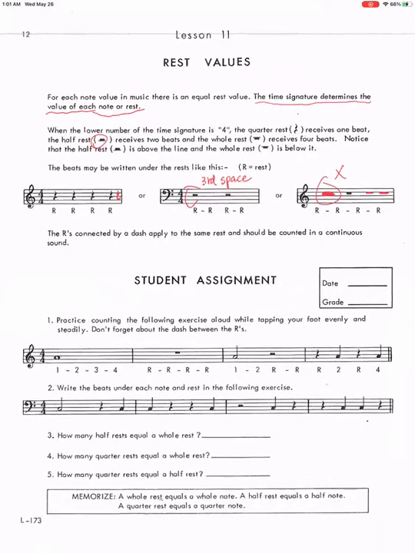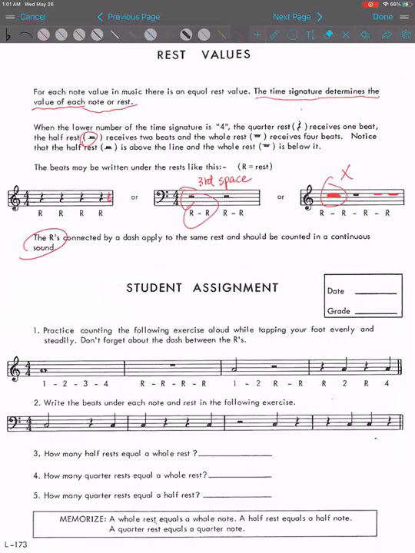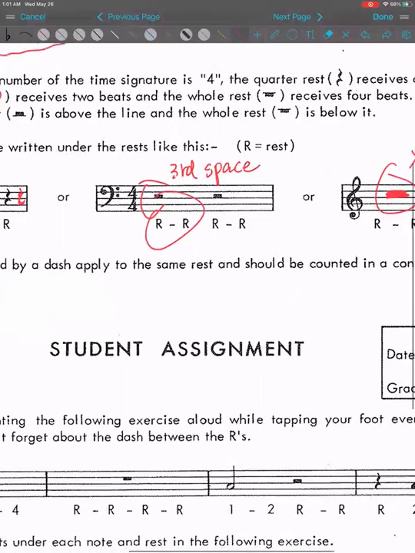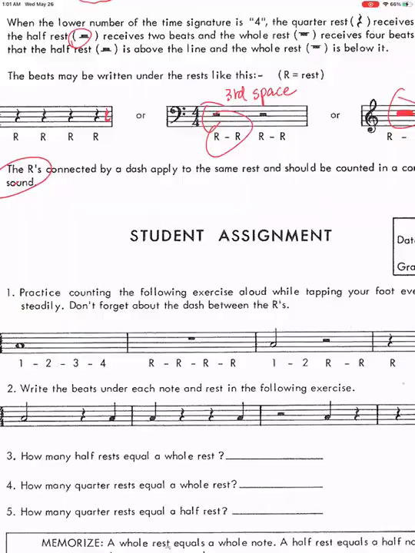The R's in this theory book are connected by a dash to show the same note value. So if you have a half rest, you're going to see R-R with a dash right here. If you have a whole rest, you're going to see R-R-R-R with dashes between them. Okay, let's do the exercise.